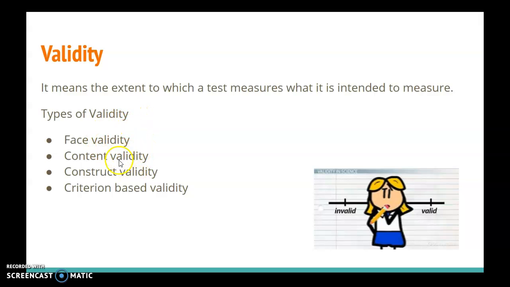Face validity, content validity, construct validity, and criterion based validity. Face validity means the look of the tool you are going to use. Content means the stuff inside your tool, whether it is related to the educational objective or not. Construct validity, how the things are arranged in your evaluation tool, the sequence or the order of the content. Criterion based, whether it is related to the educational objective set for the students or not. So that criteria has to be met. So the validity is the extent to which a test measures what it is supposed to measure.